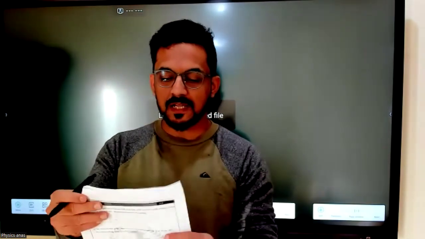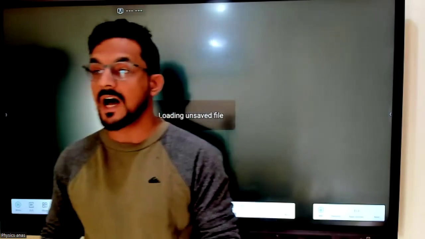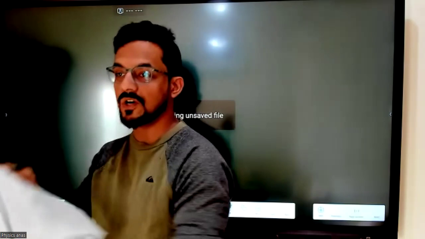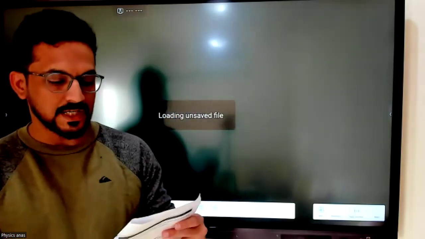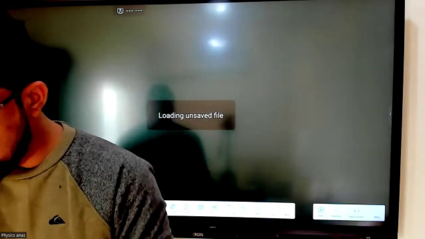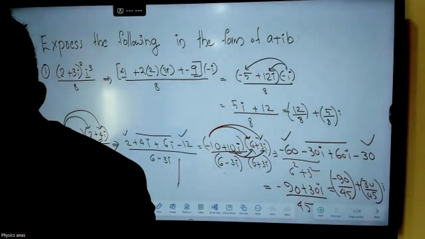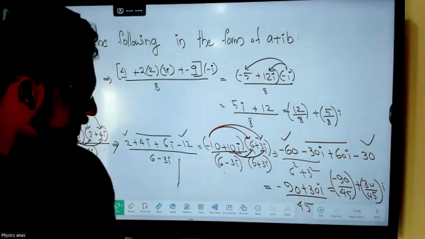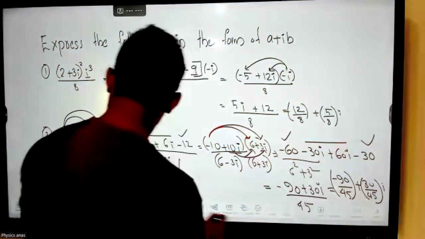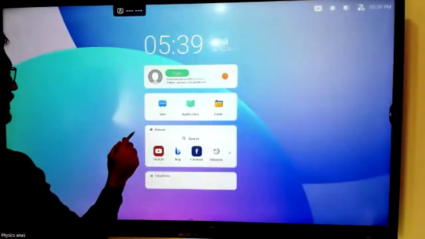Which was the question we were discussing last? Do you have this worksheet with you? This worksheet, the motion in a straight line worksheet. Sana, Sneha, do you have the motion in a straight line worksheet with you?